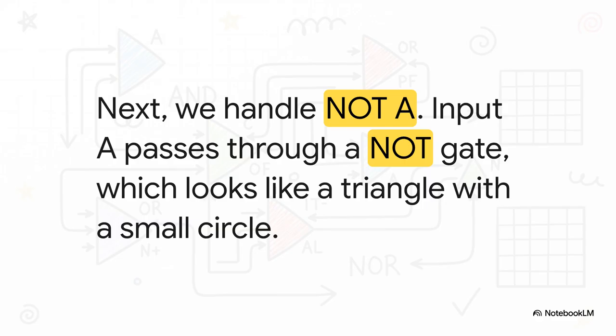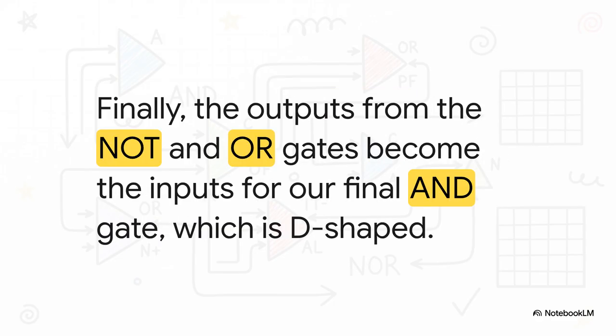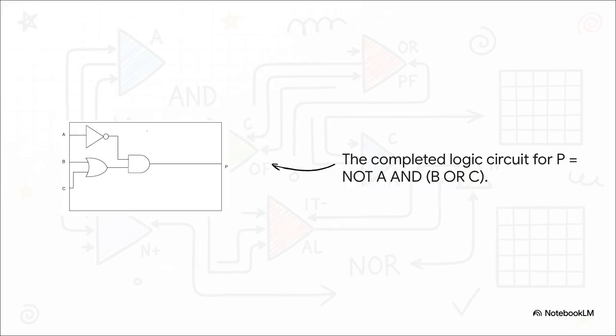You draw it as a triangle with a little circle at the point, and that circle is what signifies the inversion, the NOT. And here we are, the final step of our build. We're going to take the output from our NOT A gate and the output from our B OR C gate, and these 2 lines now become the inputs for our final gate, the AND gate. The AND gate is easy to spot. It's the one drawn with a flat back and a D-shaped curve on the front. And there it is, the completed circuit.